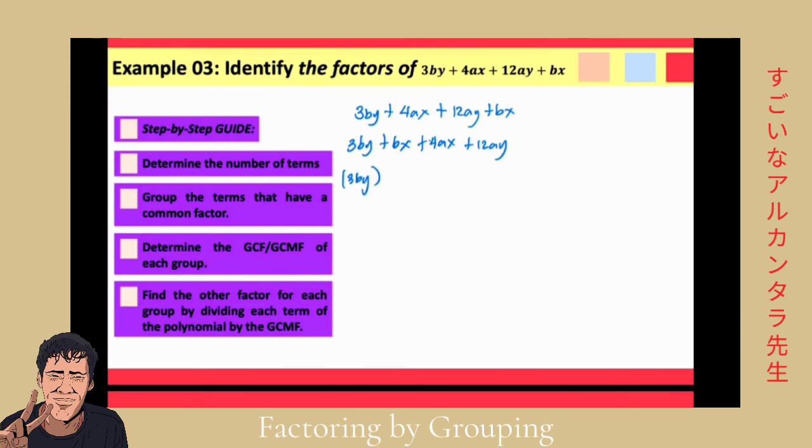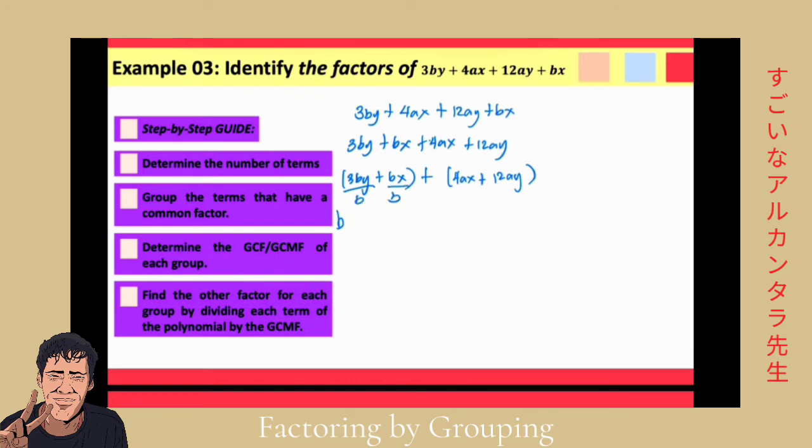Let's group them with one another. So 3by plus bx plus 4ax plus 12ay. For our first group, they both have b as their common factor. So let's factor out the b.